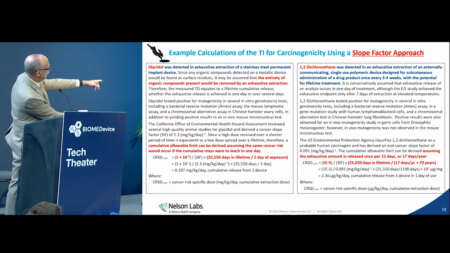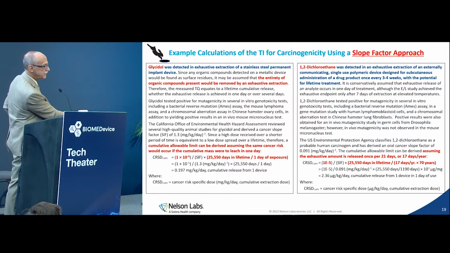So by doing it that way, on the bottom on the left there, it says 1 times 10 to the minus 5 divided by the slope factor times 25,000 over 1 day exposure. That's how you develop your acceptable level.